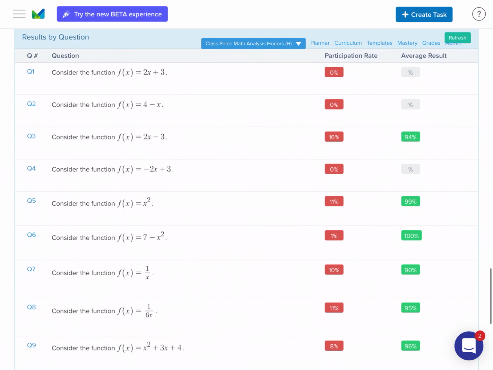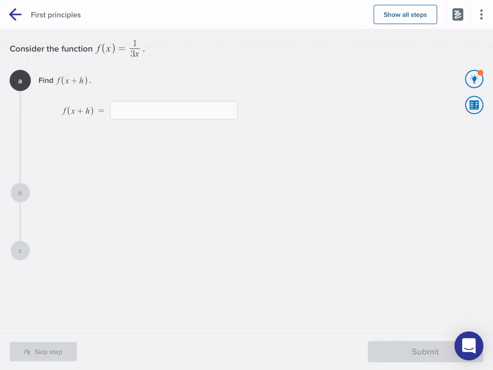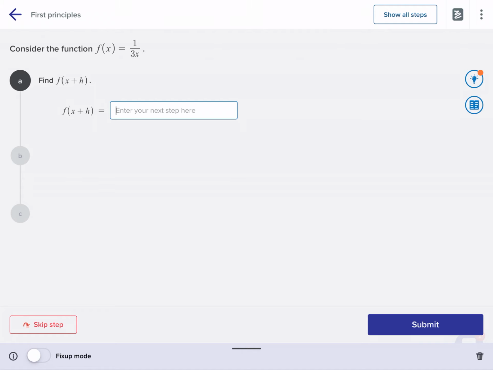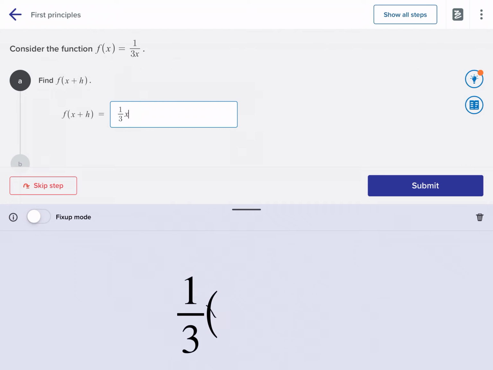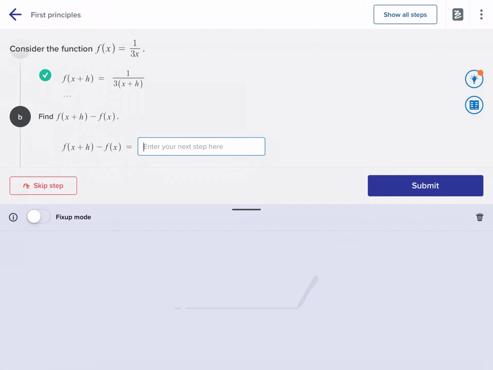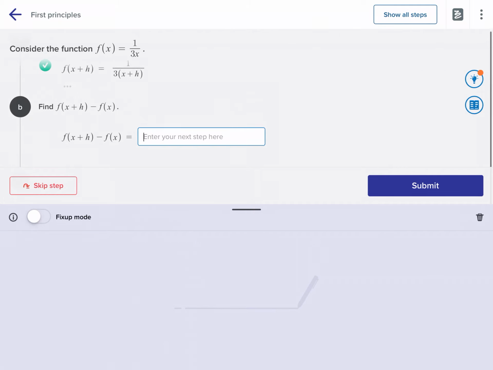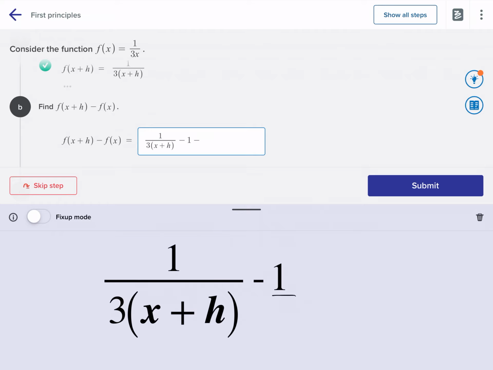So there's a lot of algebra here, and you have to do that for a lot of these problems. Let's try something like question 8. This is a fraction problem now, so just go through your algebra. F of x plus h should be 1 over 3 times the quantity x plus h, and then subtract. So now we're going to have 1 over 3 quantity x plus h minus 1 over 3x.